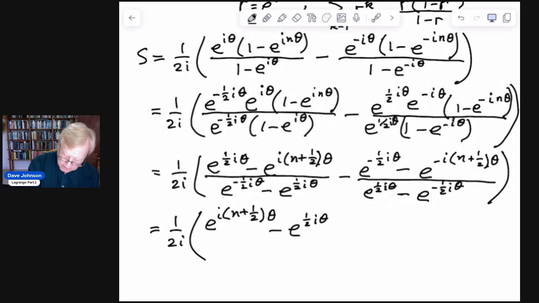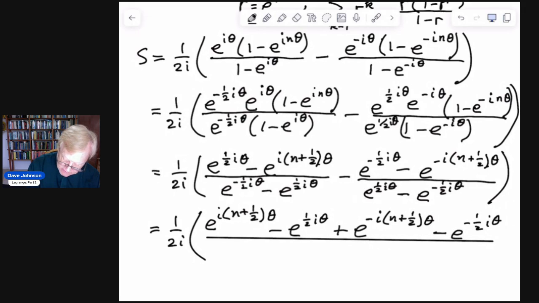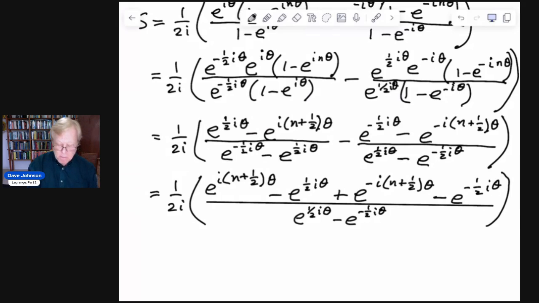And I'm going to go ahead and distribute the minus sign upstairs in the second term, and I get plus e to the negative i times n plus 1/2 theta minus e to the negative 1/2 i theta. And downstairs we have the common denominator, which is the e to the 1/2 i theta minus e to the negative 1/2 i theta. Now I'm going to combine the numerators, change the order, and it'll be more obvious what's going on. So equals 1 over 2i times e to the i times n plus 1/2 theta plus e to the negative i times n plus 1/2 theta.